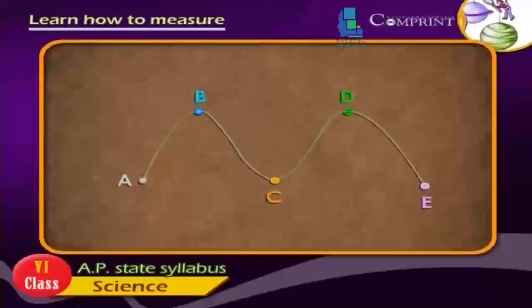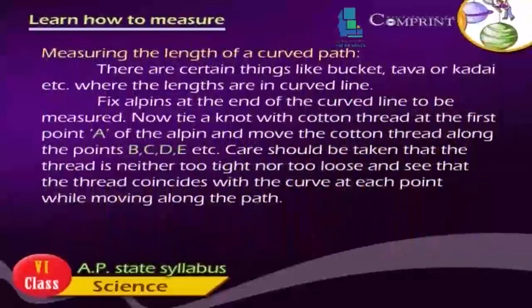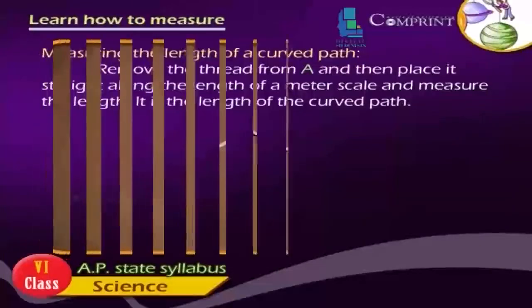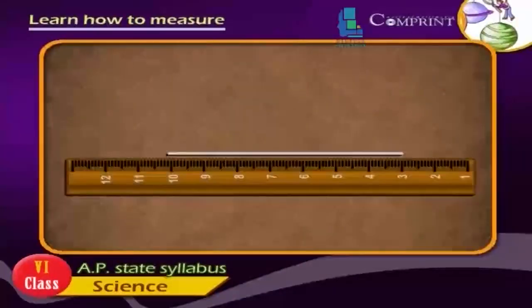Tie a knot with cotton thread at the first point A of the alpin and move the cotton thread along the points B, C, D, E, etc. Care should be taken that the thread is neither too tight nor too loose, and see that the thread coincides with the curve at each point while moving along the path. Remove the thread from A and then place it straight along the length of a meter scale and measure the length. It is the length of the curved path.